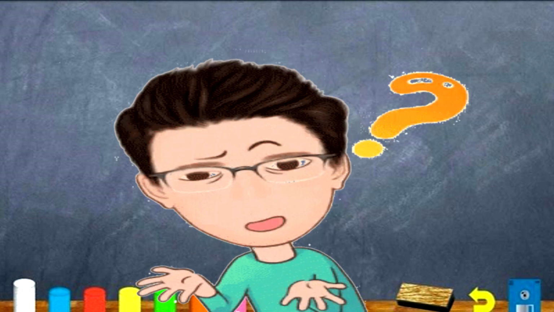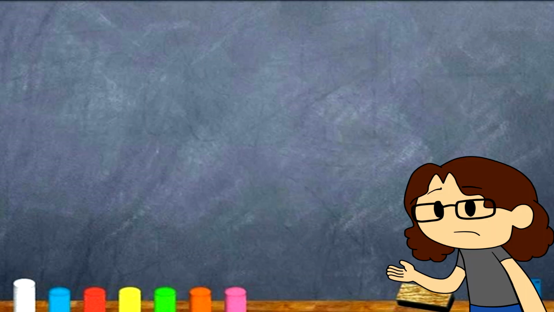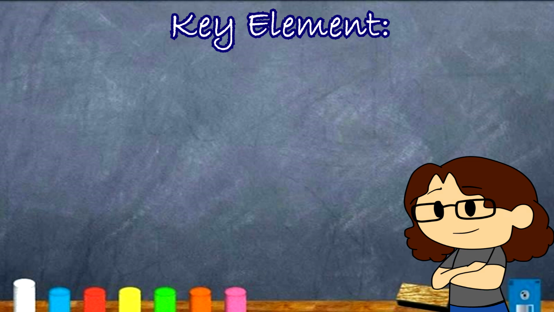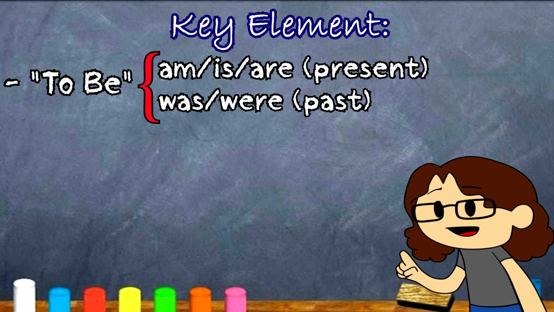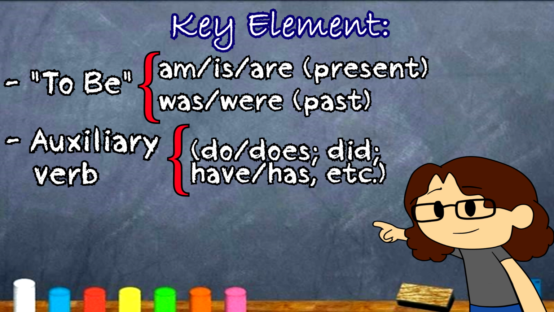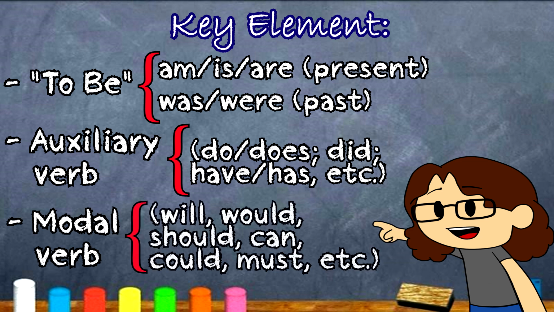What is that, you may ask? Well, this key element is the magic word where this rule is applied. It could be a form of the verb to be in present or past form, an auxiliary verb such as this, or a modal verb like these ones.